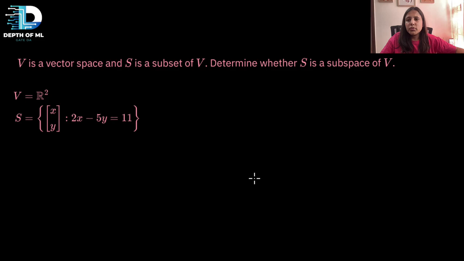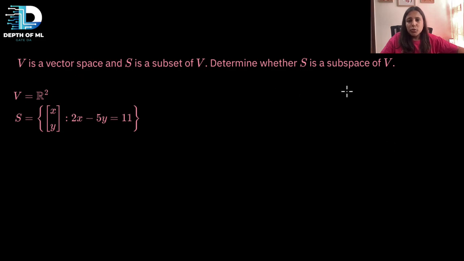Now let's look at this question. V is a vector space and S is a subset of the vector space V. Determine whether S is a subspace of V or not. Okay, so this is similar to the question that we solved just before the last question, where they have not redefined the addition and multiplication operations. So we can assume that addition and multiplication operations are being inherited from the vector space V, which is R2.